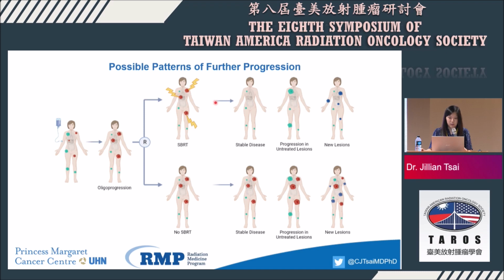And then after SBRT, these patients are followed. So there are several possible routes that they can develop further. So after the red dots are eliminated, the patient has stable disease. The green dots did not progress. So that's one stable disease patient. These two are progressive patients, but they can progress differently. They can progress in the untreated green dots. They just continue to grow. Or they can progress by growing new lesions. So there are different patterns of progression in the SBRT arm.